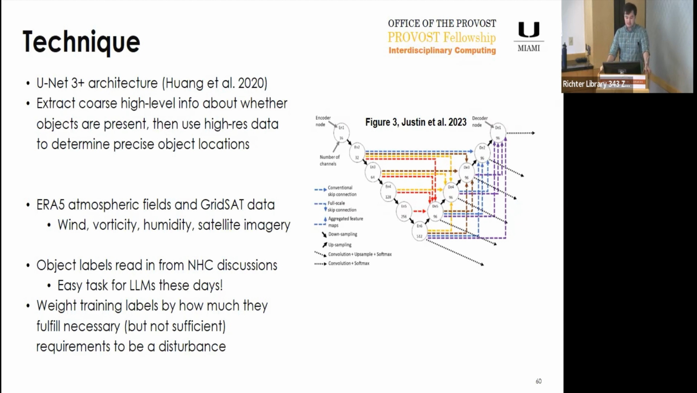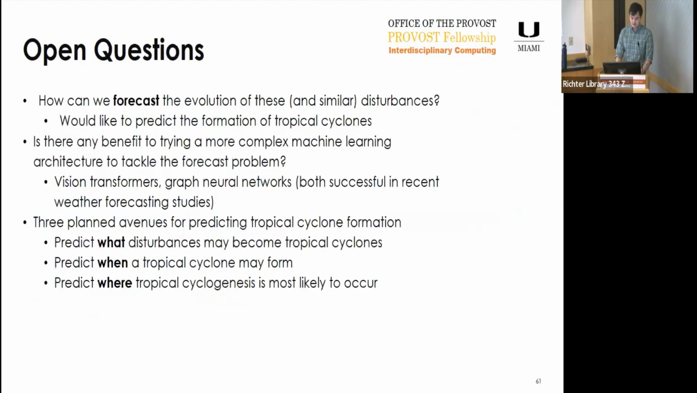Another fun thing we did was to weight our training labels by how much they fulfill necessary but not sufficient requirements to be a tropical wave or a similar disturbance. So that's just an example of trying to recognize there are faults in our input data. They are human-generated, human input labels. And so we did take steps to try and mitigate those. So happy with how this part of the project has turned out.